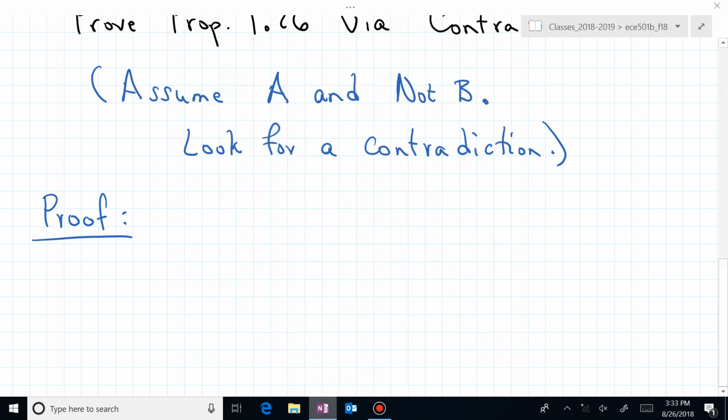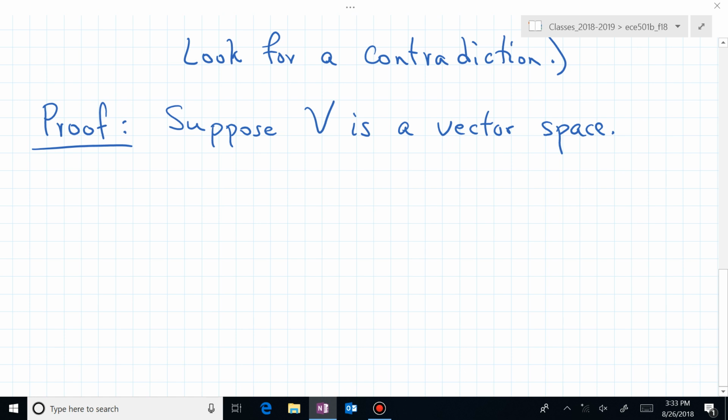To do this, let's suppose that V is a vector space, or let V be a vector space. Suppose V is a vector space. And let's just pick an arbitrary element in that vector space, an object or a vector from that vector space. Let V be an element in V.